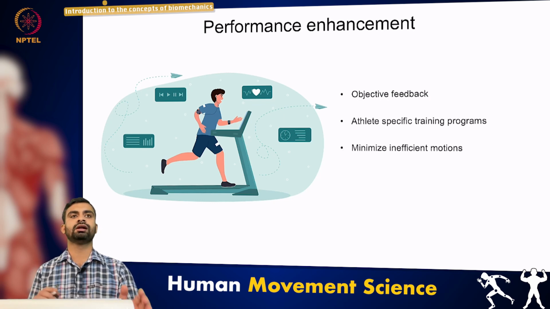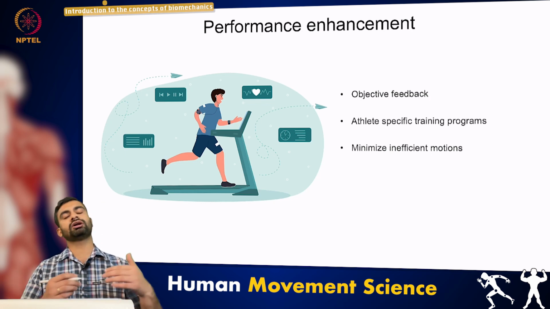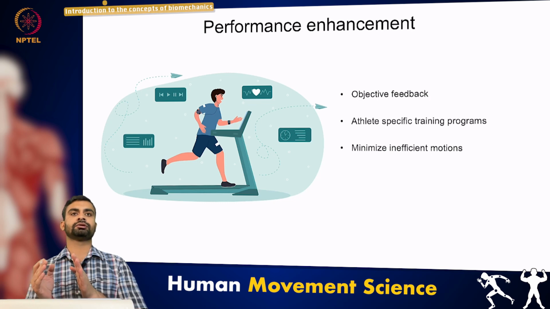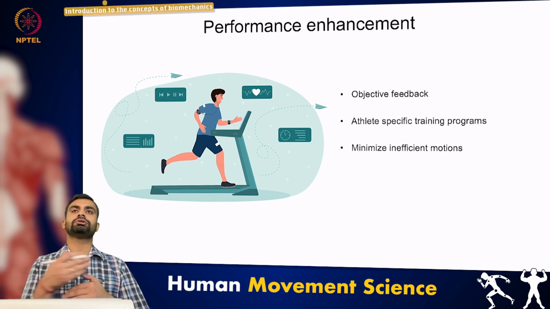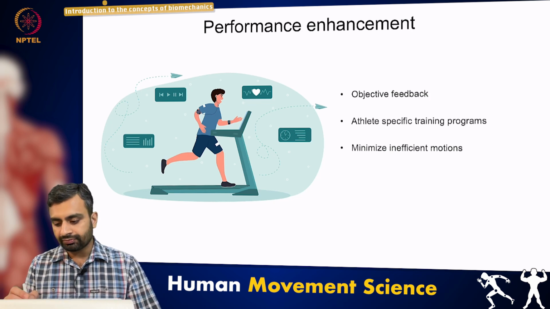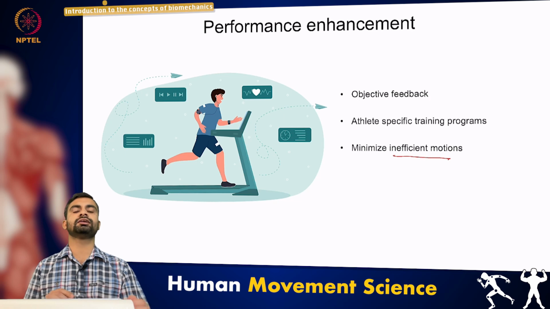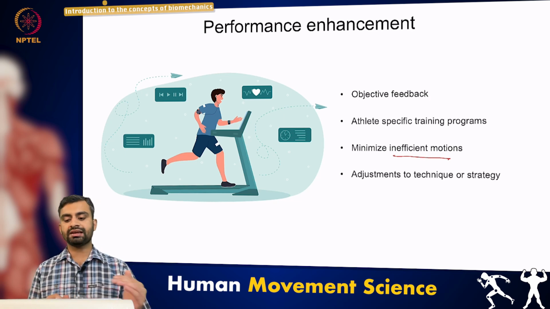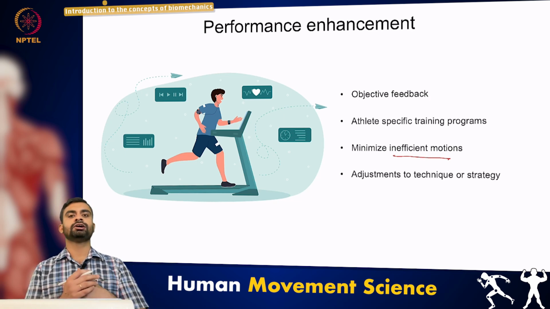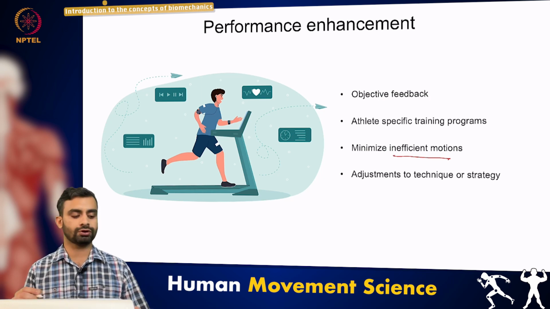For example, during sprinting, how much should the upper body or upper limb move in the transverse plane? In that, it will help us to understand those inefficient motions and then optimize the technique or strategy to make certain adjustments that can help in optimizing the performance.